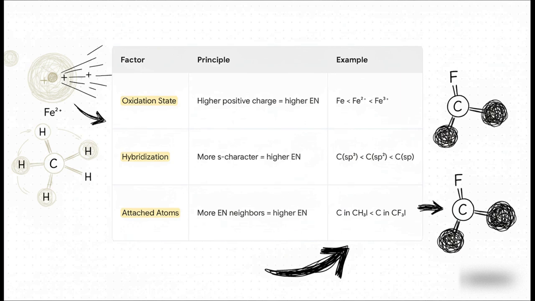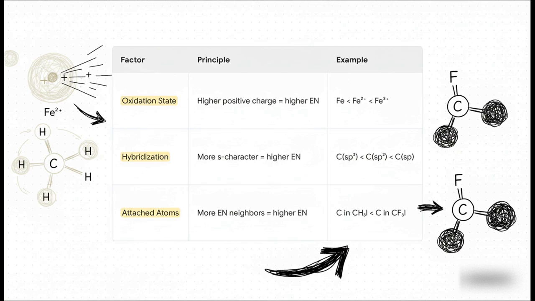It can actually change depending on its chemical environment. For one, a higher positive oxidation state makes an atom more electronegative. An iron 3+ ion is way better at pulling in electrons than a neutral iron atom. Second, hybridization makes a huge difference. An s orbital is closer to the nucleus, so the more s character a hybrid orbital has, the more electronegative that atom becomes. That's why an sp carbon is more electronegative than an sp2 carbon.